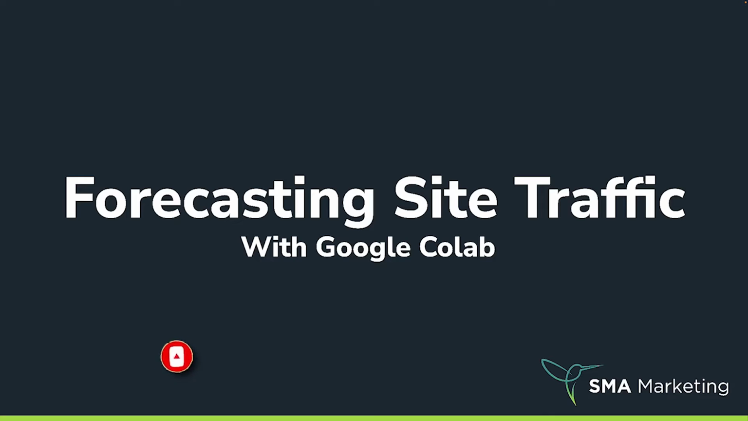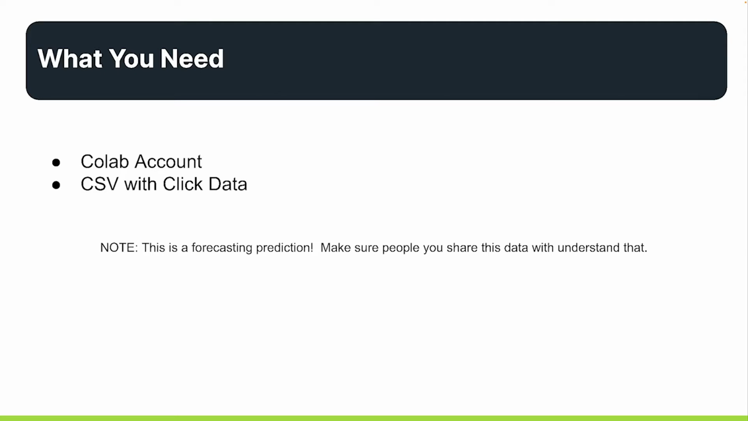So forecasting traffic can be helpful, especially when you're a marketer. If you want to project forward and help either your clients or your internal team better understand what the potential might be moving forward. So we can forecast site traffic with the help of Google Colab. And in order to do this, we're going to need a few things. First, a Colab account. Second, a CSV with click data. These two things are really all you need, and I'm going to show you how you can set these up inside of Colab in order to start projecting or forecasting your data.